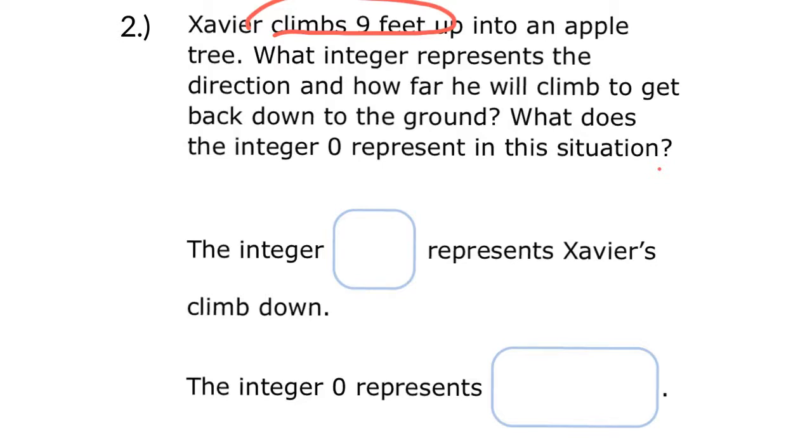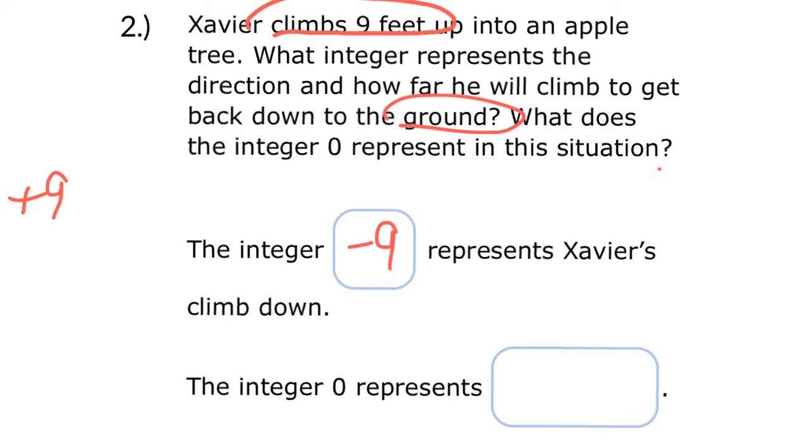What integer represents the direction and how far he will climb to get back down to the ground? Xavier is climbing plus 9 feet up the tree. So I know that he's going to need to go negative back down. But how many negative spaces will he need to go? Well, we're trying to get back to the ground. If he goes up 9, he's also going to have to go down 9. So the integer -9 represents Xavier's climb down.